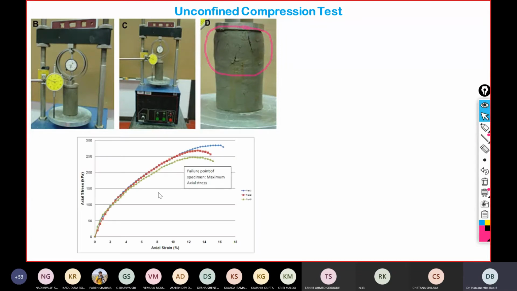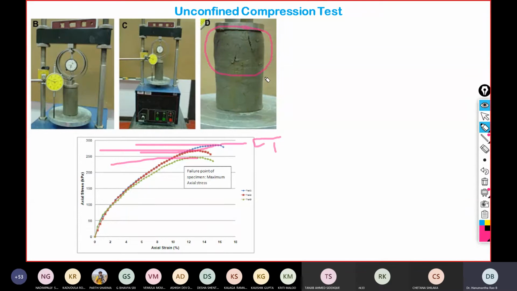So these are the stress strain graph, axial strain versus axial stress. Since I know the stress strain relationship, here the sample has failed approximately at this stage. This is the maximum stress at which the sample has failed, which is nothing but your sigma 1 value.